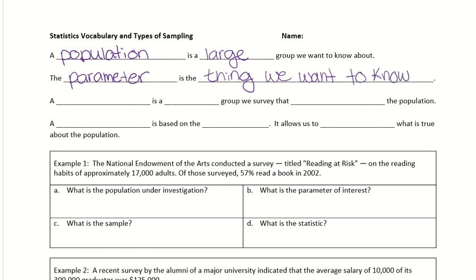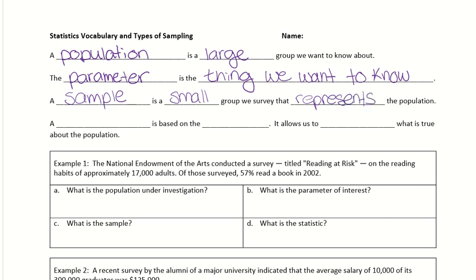Now, here's the thing about statistics. It's almost always impossible to talk to everybody in a population. You can't talk to every single person that you want to talk to. So we get some representatives. And we call those representatives a sample. And a sample is the small group we survey that represents the population.